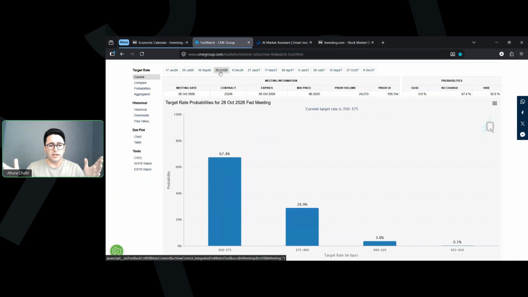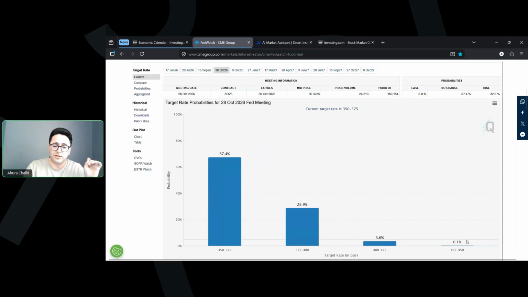Again, looking at October, look at that. Holding the current rate, 67% chance. Look, yeah, it is a 0.1% chance, but there is a chance of a 75 basis point rate hike. While the 50 basis point rate hike chance has increased to 3.6%, and now we have almost a 29% chance for a 25 basis point rate hike.